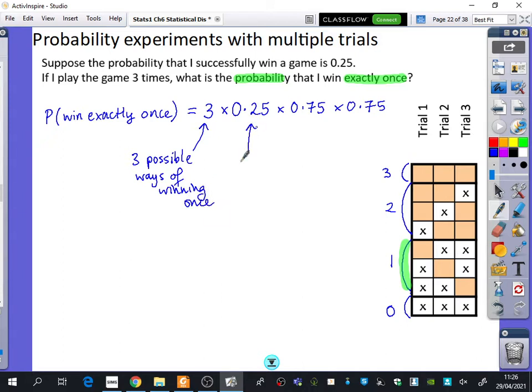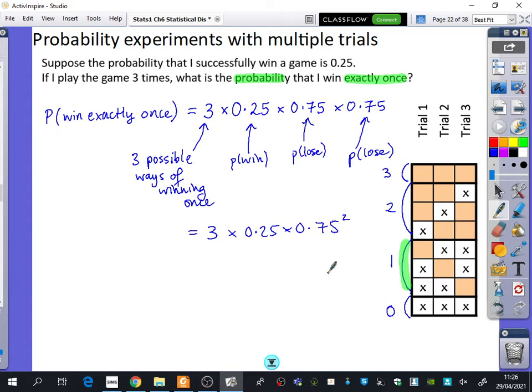Then this one here is the probability that I win. And then these are the probability that I lose, and another one, which is a probability that I lose. So the way that we interpret this is that I want to find out the probability that I have a win, a loss, and a loss, and I know that there are three different ways that I could win, lose, lose. Now, probably, I would write this as 3 times 0.25 times 0.75 squared. And then we just calculate that.